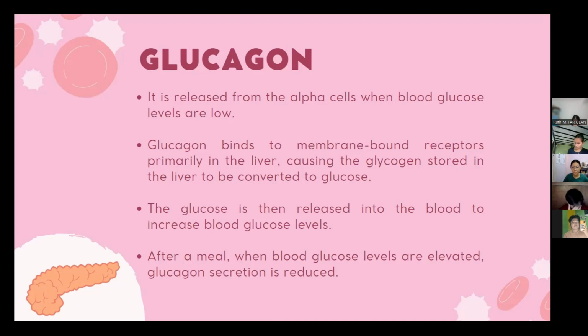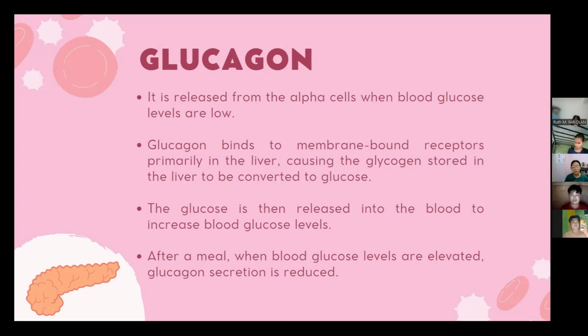So the glucagon binds to membrane-bound receptors primarily in the liver, causing the glycogen stored in the liver to be converted to glucose, and this process is known as glycogenolysis. The glucose is then released into the blood to increase blood glucose levels. So the glucose produced through glycogenolysis in the liver is released into the bloodstream. This release of glucose elevates blood glucose levels, ensuring a steady supply of energy to cells throughout the body, particularly during periods of fasting or low blood glucose.